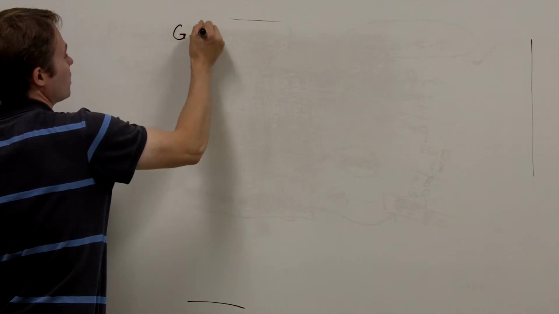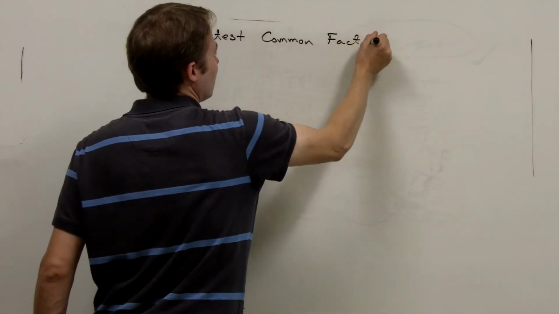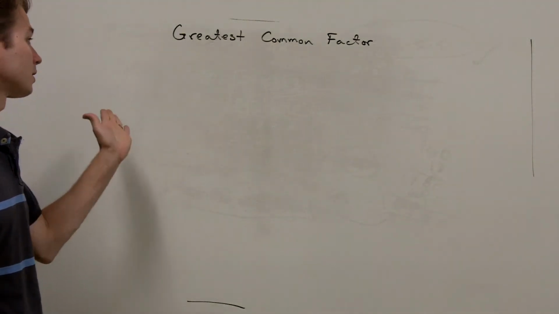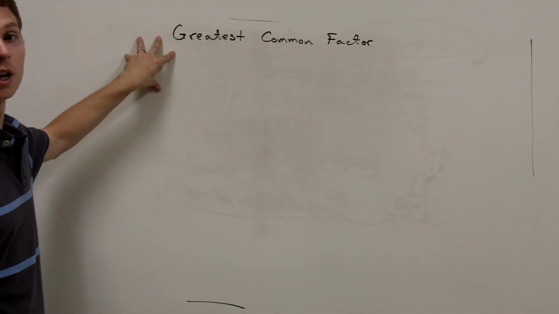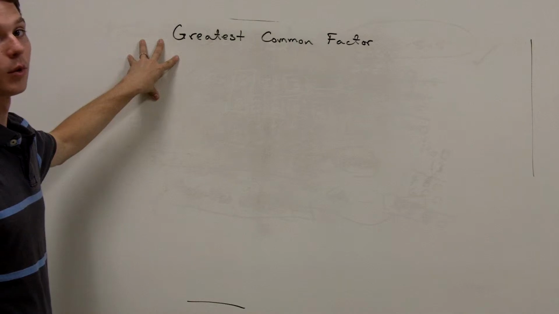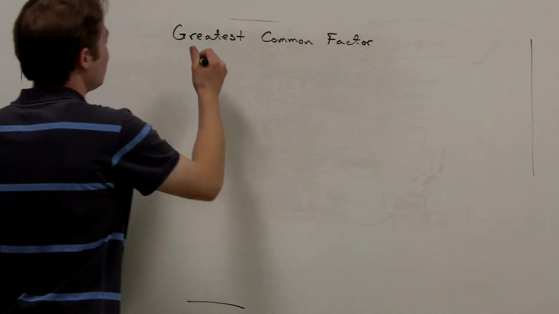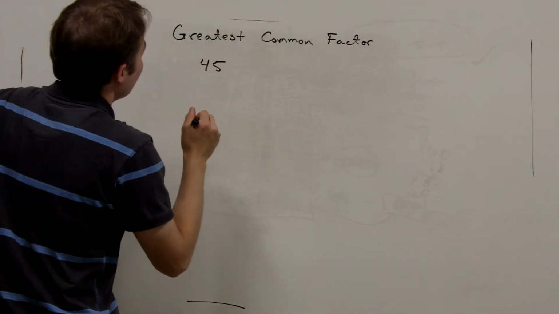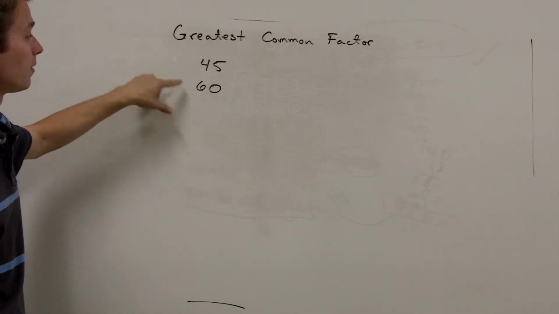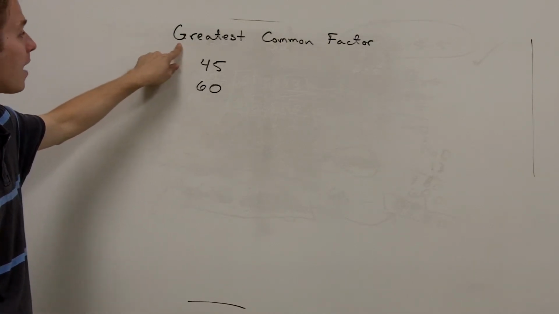Another thing we can look at between numbers is what's called the greatest common factor. And that's exactly what it sounds like. If you take two numbers, what is the largest number that is a factor of both? In other words, what is the largest number that will divide into both of those numbers? For example, 45 and 60. I know that 5 will divide into 45, and I also know 5 will divide into 60, but the question is, is that the greatest common factor that they have?